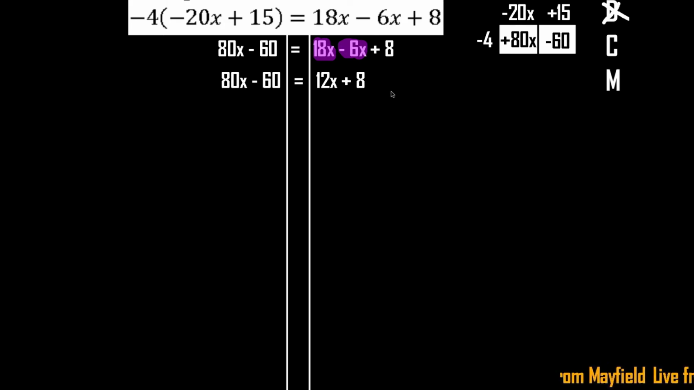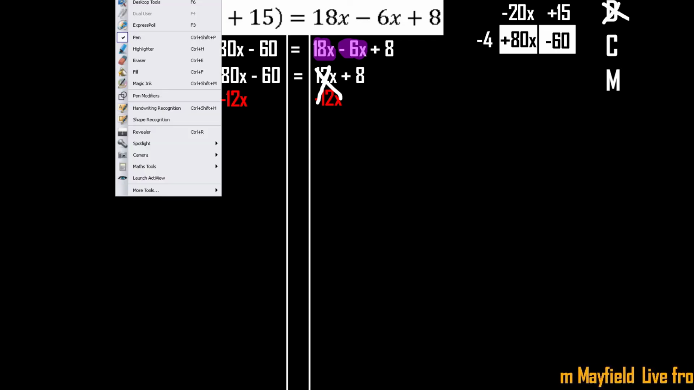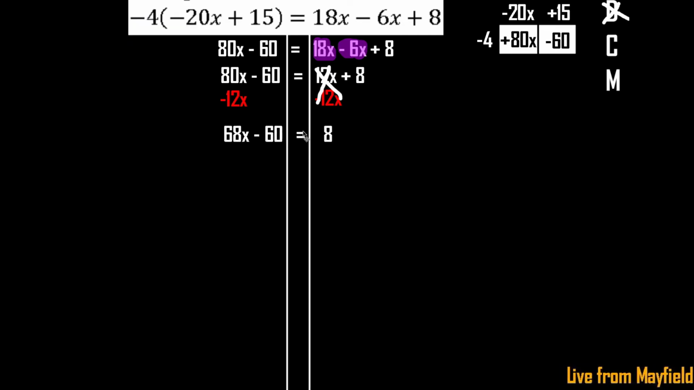Now we can still get our variable terms on one side, so I'm going to want to get rid of this 12x and then move to the left side. So we're going to add the opposite, meaning we subtract 12x from both sides. These cancel out. And we're left with what? Well, we are left with 8 on the right, and we have 68x minus 60 equals 8.